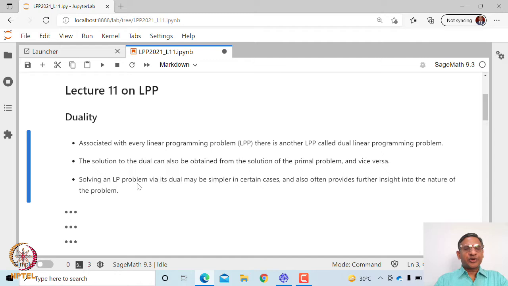Now, solving a linear programming problem via the dual sometimes may be easy, especially when you have fewer constraints than the number of variables. Once you write the dual of a linear programming problem, you can solve it using the simplex method or whatever is the appropriate method, and that may be simpler than solving the original linear programming problem. That is why it is sometimes important to understand the dual rather than the primal problem, which is the original problem.